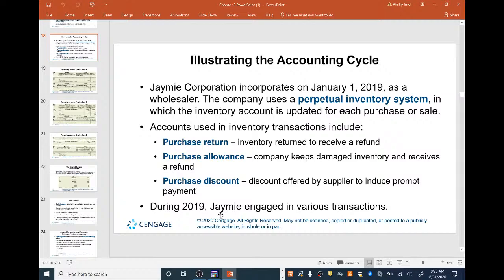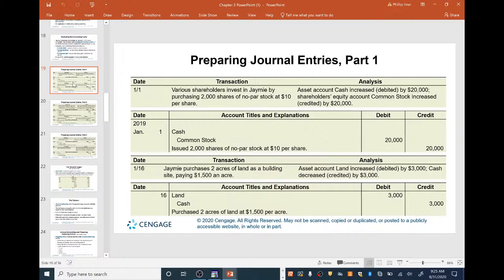So it says here, during 2019, Jamie engaged in various transactions. So let's just take a look at a couple transactions here of how we prepare journal entries, and then we're going to wrap up this part of the lecture for chapter 3.